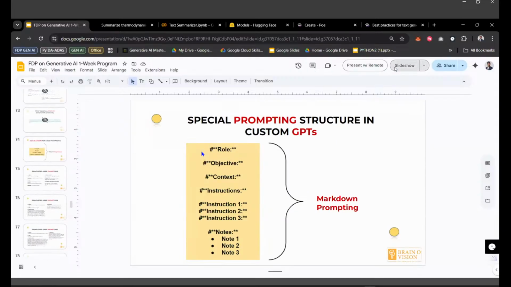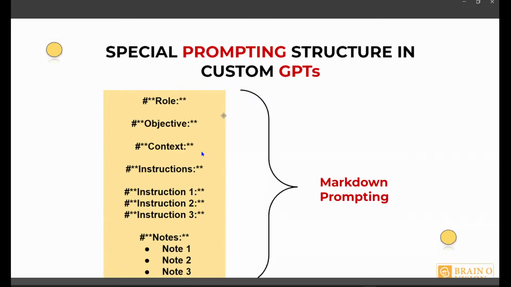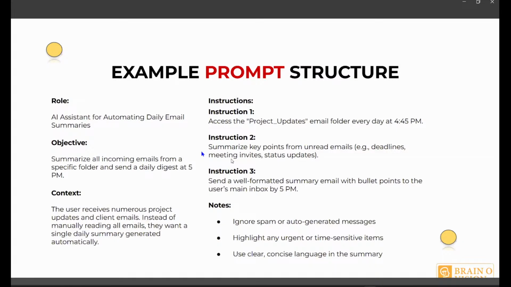So this is the special prompting structure. This is more important for us in terms of markdown points. For example, you're creating your own custom GPT. For that, what role do you want, what objective do you want, what content do you want created, and instructions. What about the instruction that you're trying to give it, and the note points. Everything we require in terms of markdown points.